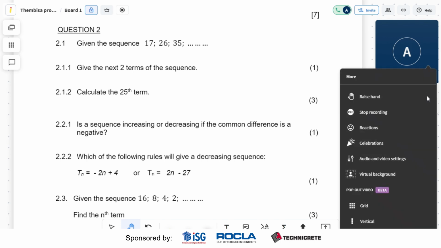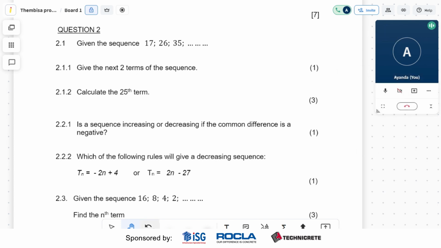How would we do this? Well, we'd have to look for a common difference between the numbers we've been given in the sequence. So, from 17 to get to 26, we need to add 9. From 26 to 35, we need to add 9. So if we need to find the next two terms of the sequence, we need to take 35 plus 9, and that gives us 44. Now 44 plus 9 is going to give us 53.